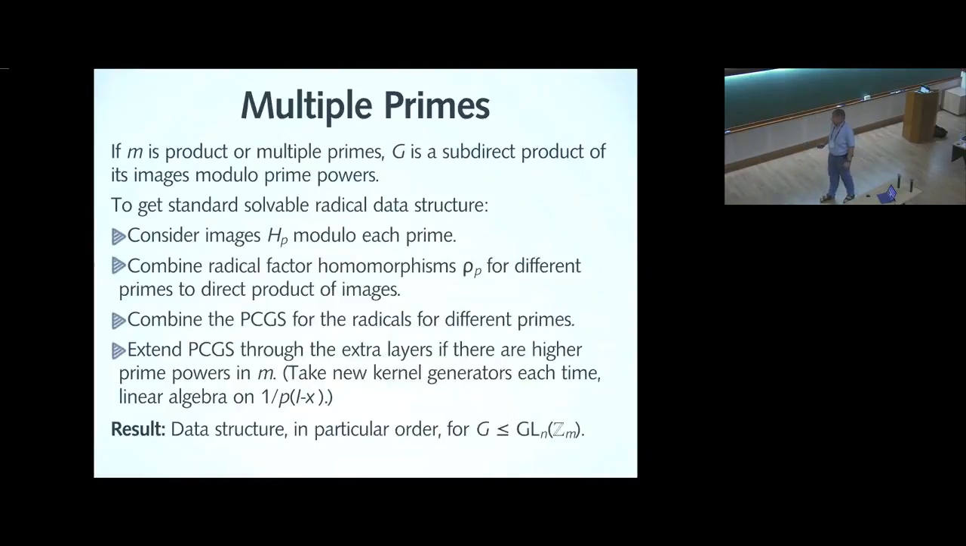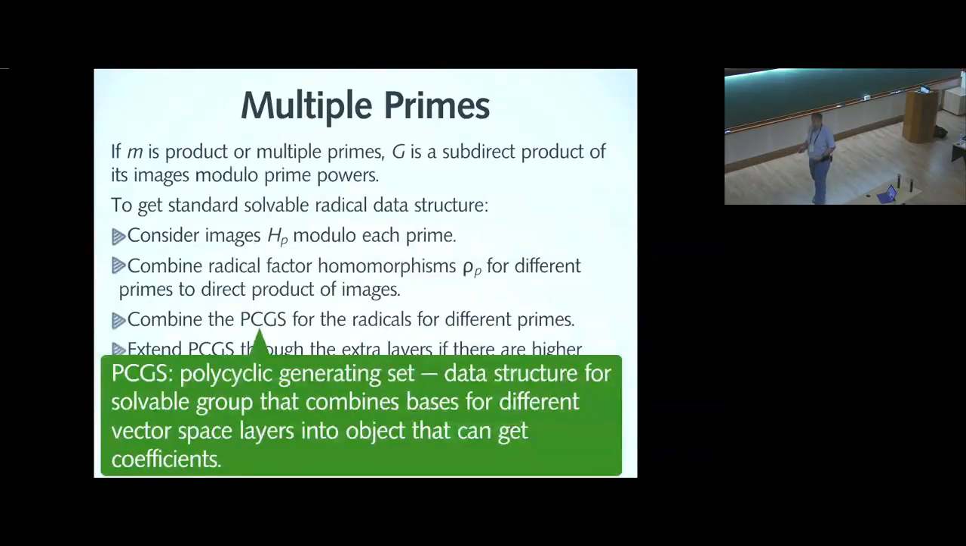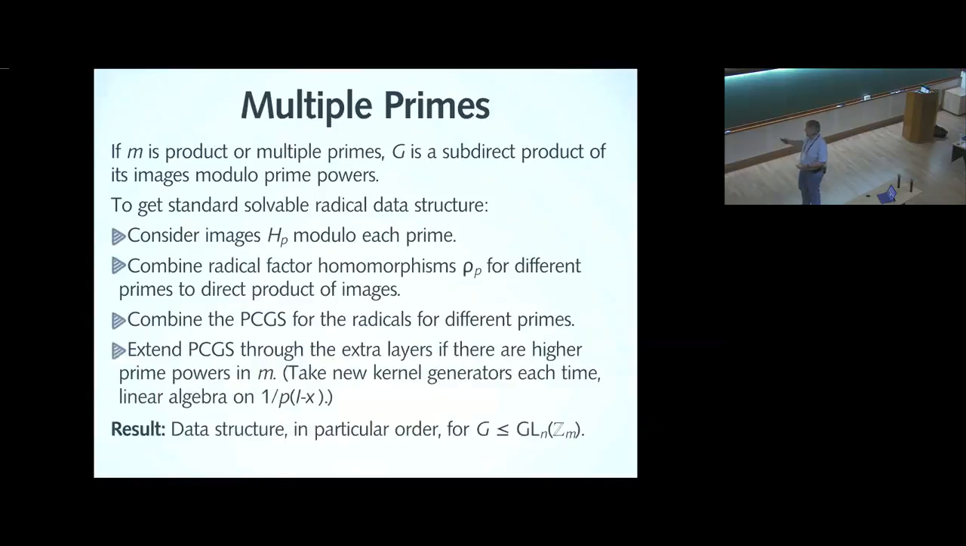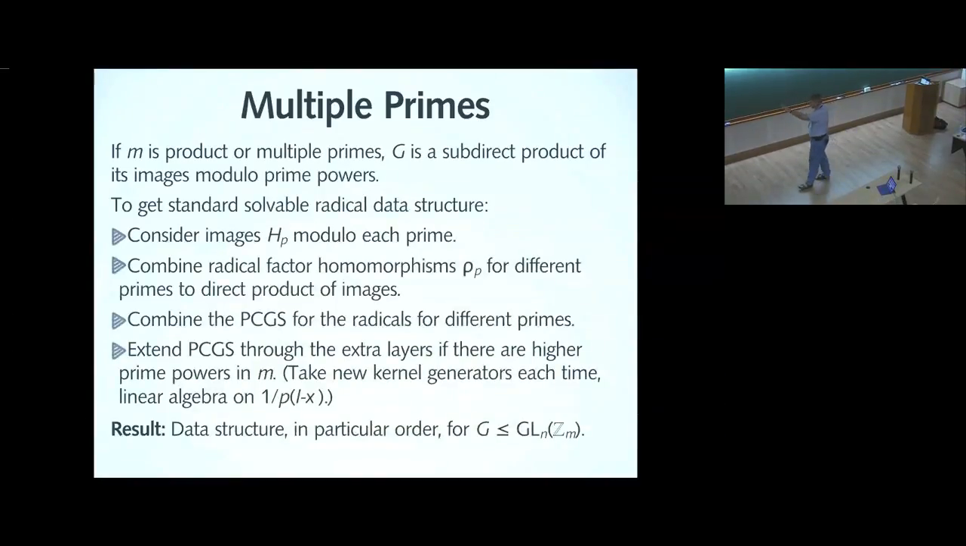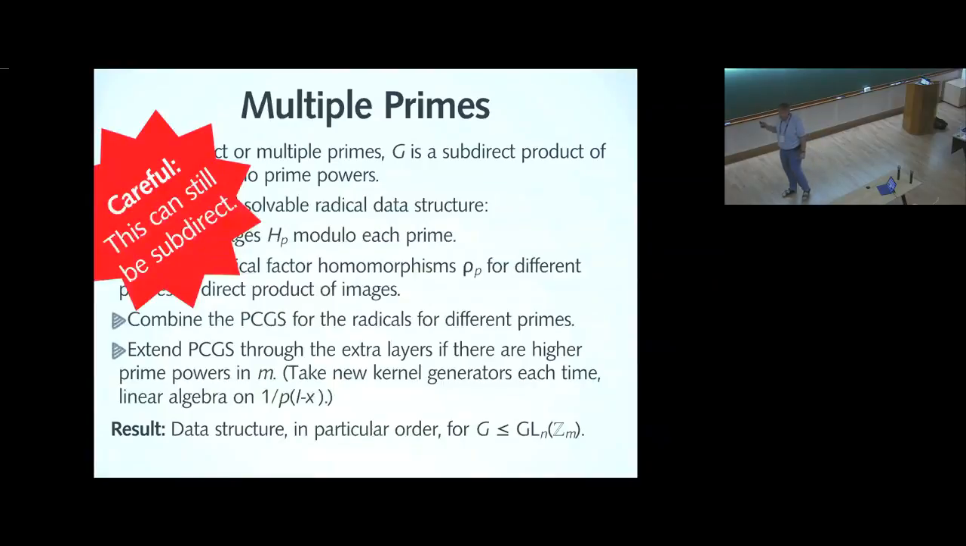I combine the polycyclic generating sets for the radicals. The polycyclic generating set is a generating set, as Heiko Dietrich talked about in his lecture. And then I extend it through the next layers. This is not something to read through in detail. Don't worry if this looks a mess. It's just to have once mentioned what the data structure is. And of course, though I map into the direct product, the image of the group itself could be a proper subdirect product, and in general, it will be a proper subdirect product.